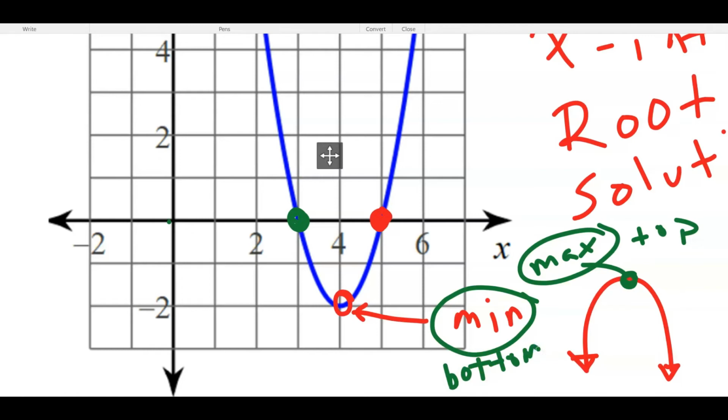So just be aware of that when you're looking at parabolas and they ask you, does it have a minimum or a maximum? Does it have a top or a bottom? That's all that it's asking you.